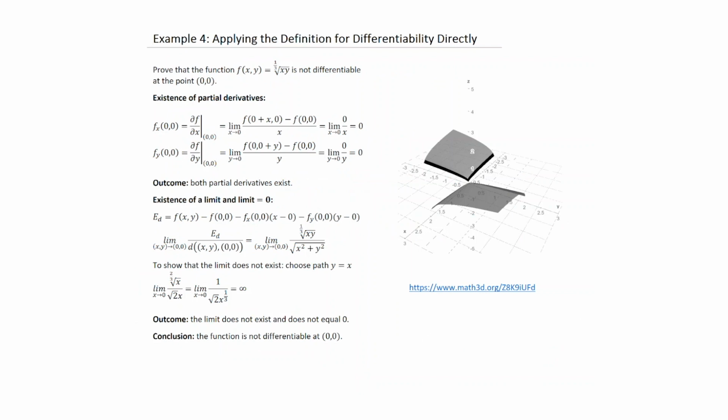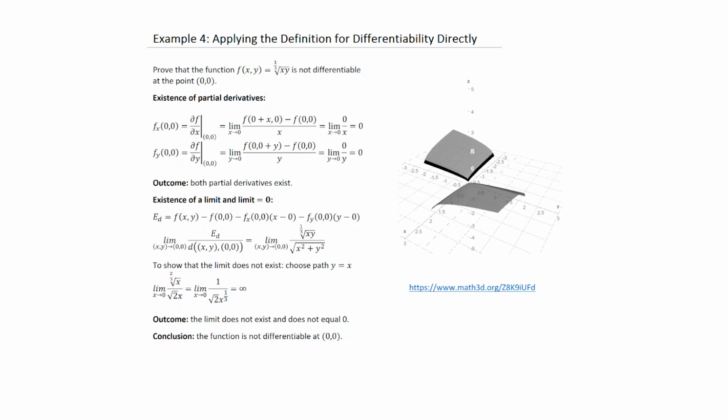All right, so the last slide is a fourth example, applying the definition for differentiability directly. We're going to prove that the function f(x, y) equals the cube root of xy is not differentiable at the point (0, 0). First of all, we have to determine the existence of partial derivatives. We do that using the formal definition of taking a partial derivative. It turns out in this case, we get a limit of 0 for f partial x and a limit of 0 for f partial y. So the outcome is that both partial derivatives exist. Next thing we have to prove is the existence of a limit and that that limit be equal to 0.